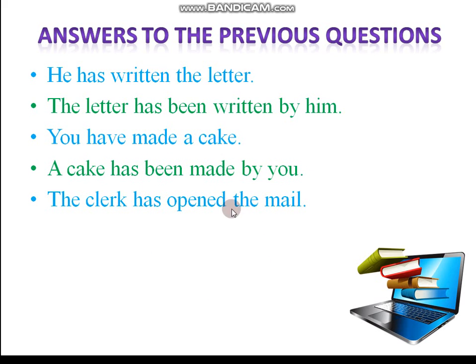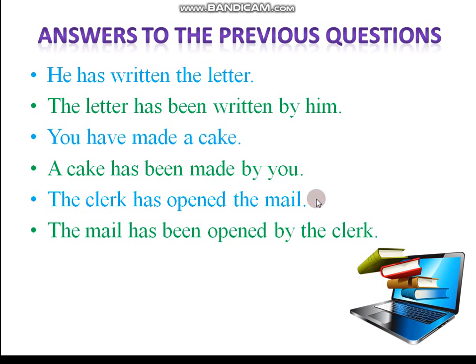Next one, the clerk has opened the mail. See, open is the main verb. After that, which is it? That is the object. The mail is the object here. When you take it into the subject, it comes the mail. The mail is a singular noun, so we need to use has. The mail has been opened by the clerk.